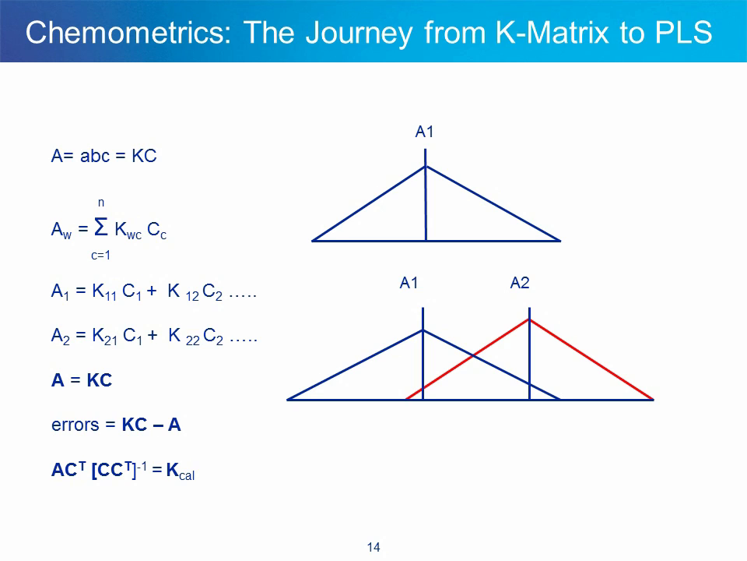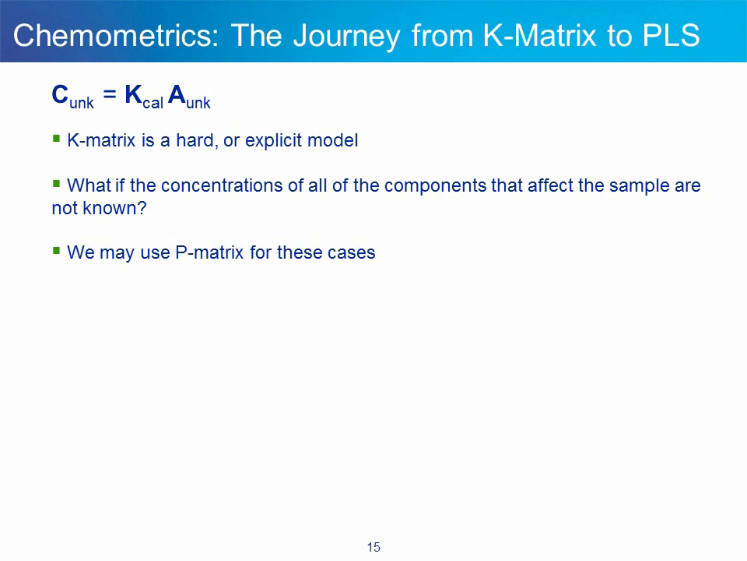Because there will be no exact solution to the equation due to errors, we solve for a value of K calibration, or Kcal, that minimizes these errors. Now Kcal has been solved. We can now begin using the model to predict concentrations. We predict concentrations with the equation C unknown equals Kcal times A unknown.